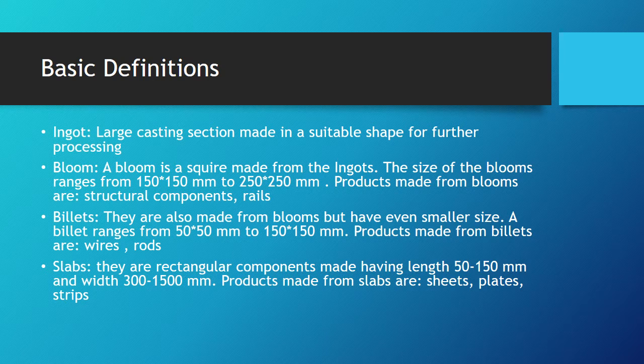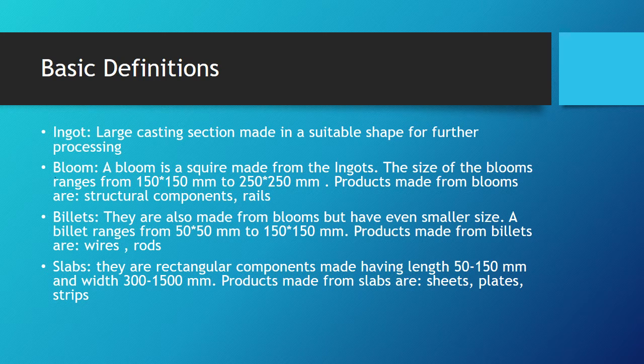So the first thing is, what is an ingot? As I told in the definition of rolling, the term ingot, what actually is an ingot? An ingot is a large casting section which is made in a suitable shape for further processing. So an ingot is an intermediary product which needs to be further processed. Now what is a bloom?